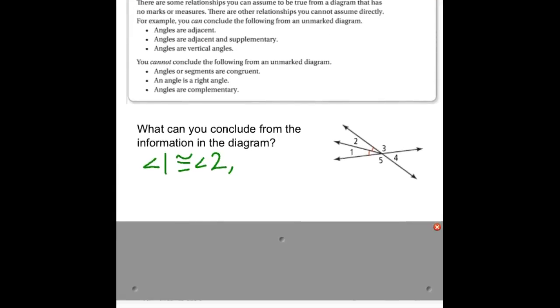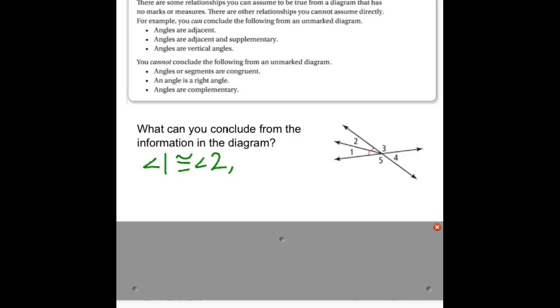So here, let's take a diagram and let's see what we can figure out from this. It says, what can you conclude from the information in the diagram? Well, if I'm looking at the diagram right now, the first thing that I notice is these little congruent markers on angle 1 and 2. So I can say that angle 1 is congruent to angle 2. That's one piece of information I could say. Now, I had evidence to back that up. That's why I can say it.